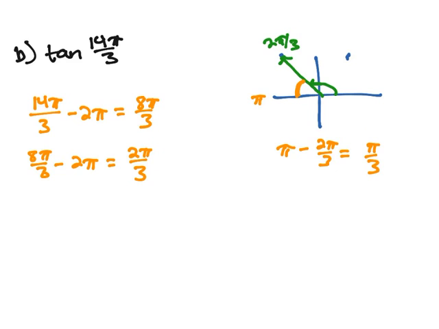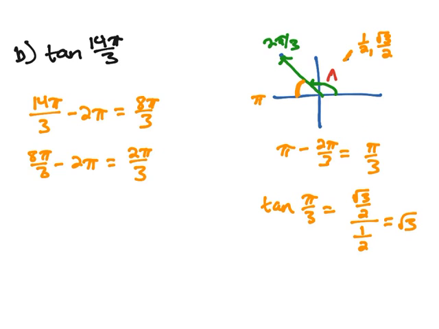We're trying to find tangent. Tangent of pi over 3, we're here where the coordinates are 1/2, square root of 3 over 2. Tangent is sine over cosine, so it's the square root of 3 over 2 divided by 1/2. If I simplify that, flip it and multiply, I'm going to get square root of 3.